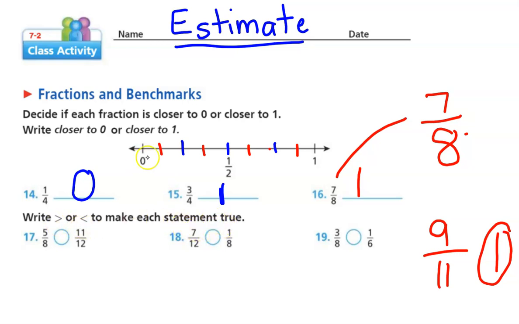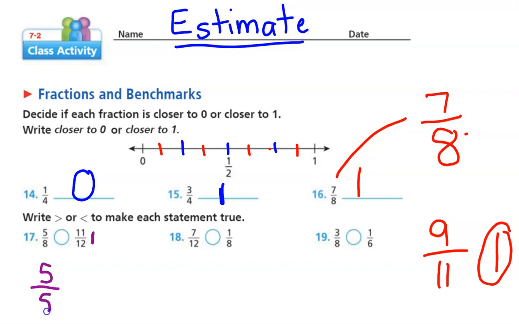And again, we're just going to see, are they closer to 0 or are they closer to 1? So let's look at 17. We've got 5/8 and we've got 11/12. Well, 11/12 right away kind of stands out to me because 11 is really close to 12. So I think this one's actually really close to 1. Now, I actually want to talk you through 5/8. It's not actually what the little assignment shows you today, but you guys are smart, and I want to show you something that's going to make this way easier.